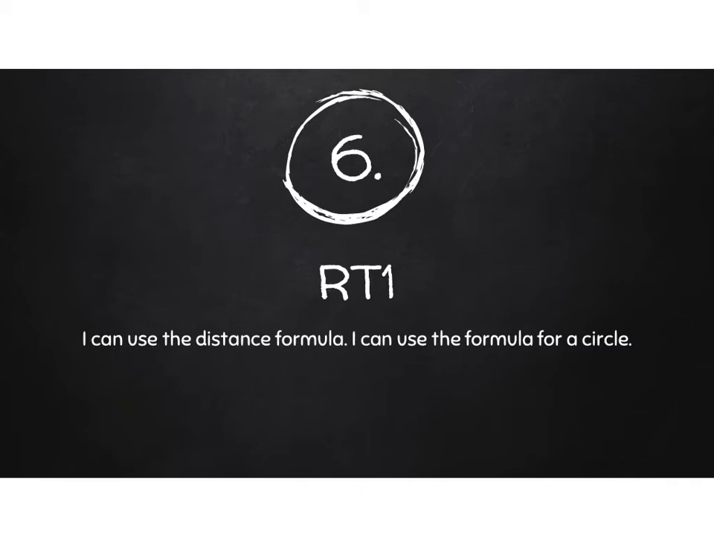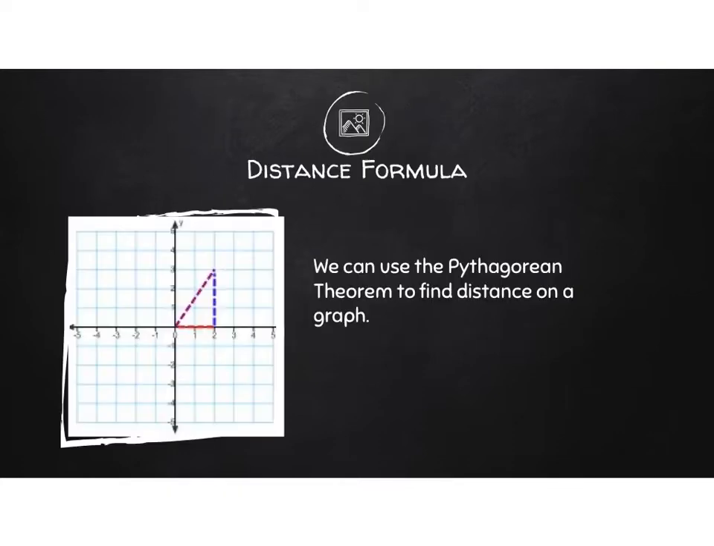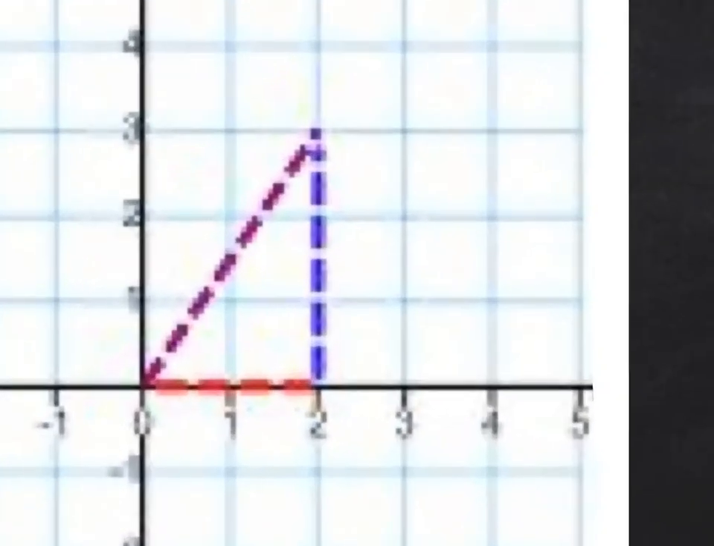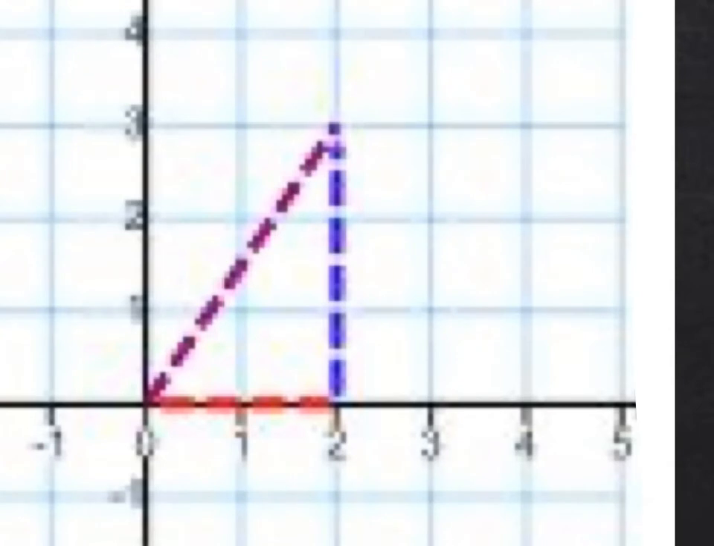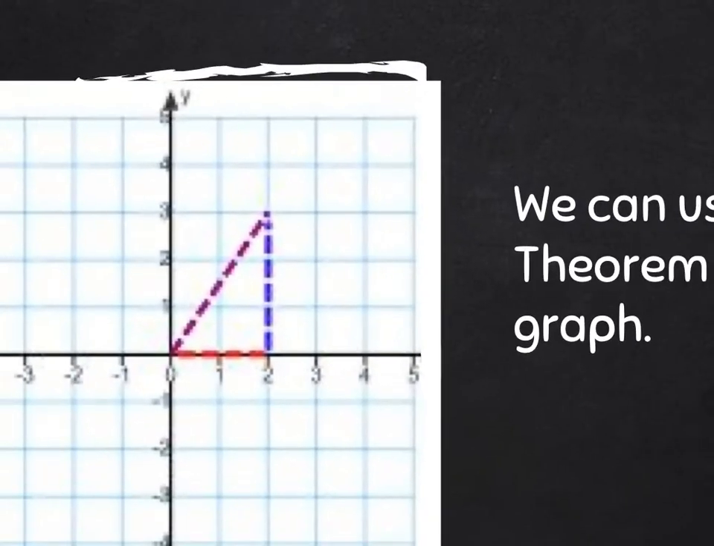On RT1-6, we're going to learn the distance formula, and we're also going to learn the formula, or equation rather, for a circle. So we can use the Pythagorean theorem to find distance on a graph. If I want the length of that purple line, I can use the Pythagorean formula using that red distance and that blue distance to calculate that purple distance.